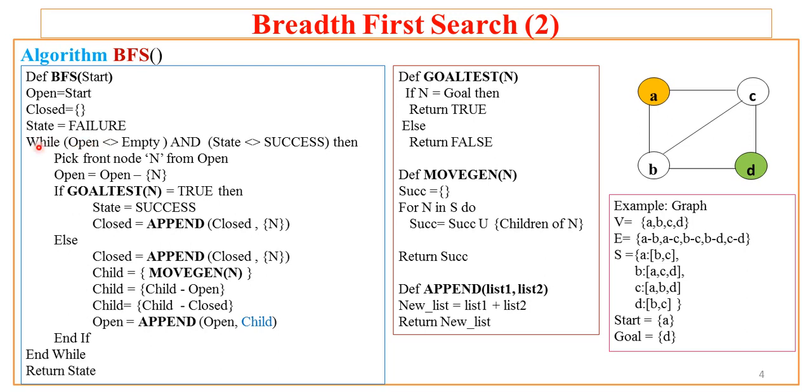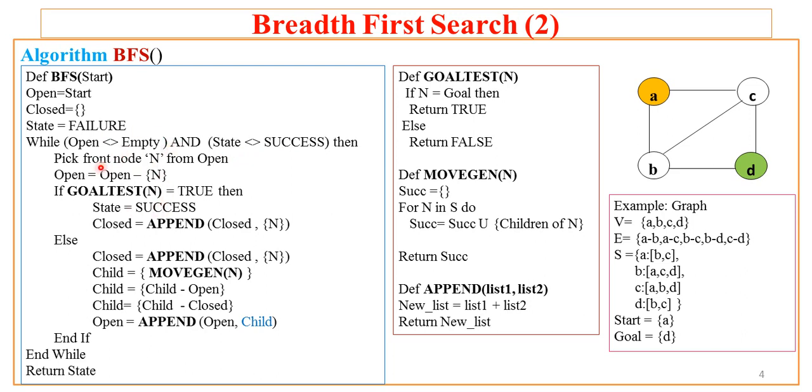Then we have the while loop, which iterates till one of the two conditions or both the conditions are false. So what are those conditions? Either our open is empty or we have reached the goal state and our state value is success. So if your open is not empty and your state is not a success state, then this while loop iterates.